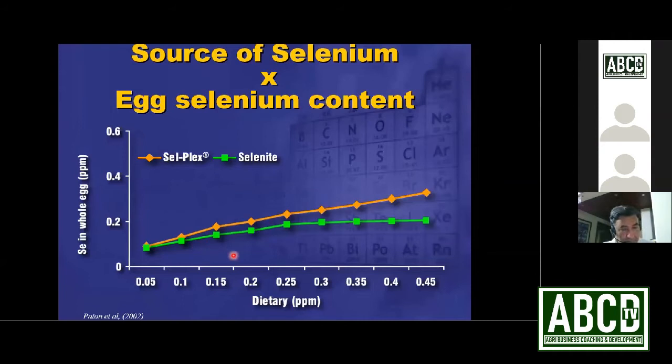Another study was conducted at the University of Kentucky, here you have selenite, and here you have Sel-Plex. So that means if you have organic selenium, you have more deposition in the whole body. Reason why?